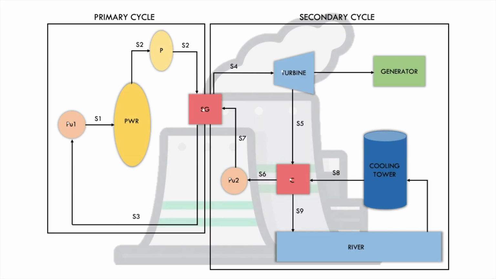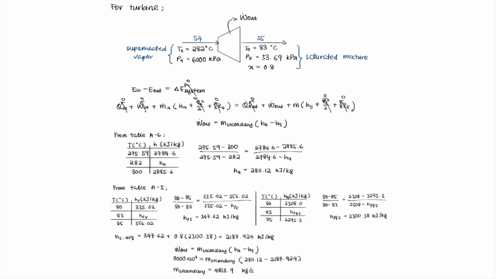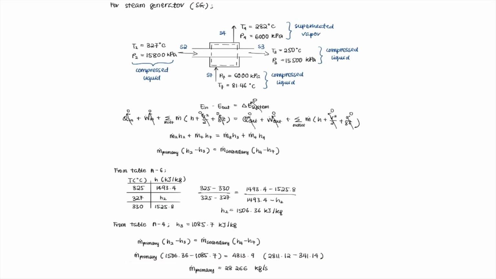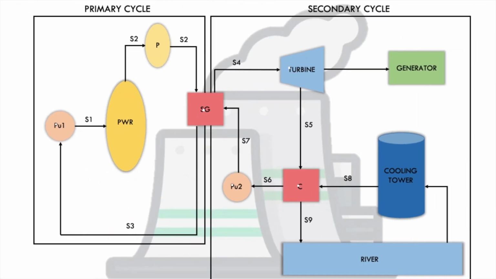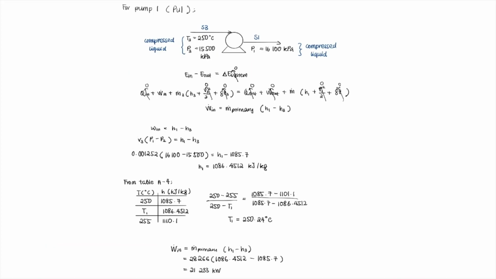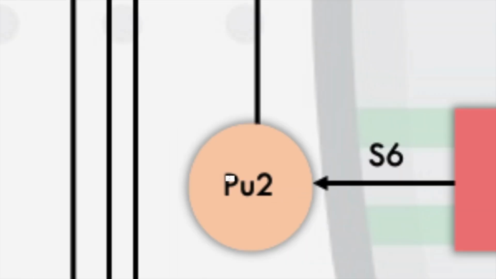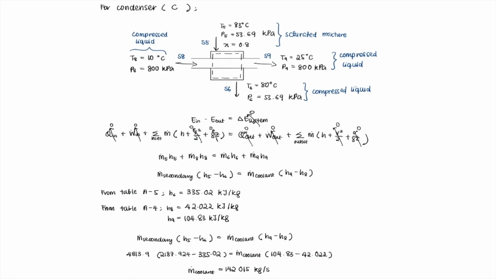For the overall energy balance and thermal efficiency analysis, I'm going to start with the turbine. In the turbine, we need to produce 3000 megawatt of power. From this value, we can find the mass flow rate of the secondary cycle using energy balance. Next, for the mass flow rate of the primary cycle, we can find it using the mass flow rate of the secondary cycle we found just now with the energy balance of the steam generator. For pump 1 and pump 2, we find the work required to pump the water to circulate in the respective cycle, also using the energy balance. In the condenser, we can find the mass flow rate of the coolant coming from the cooling tower, also using the same techniques.